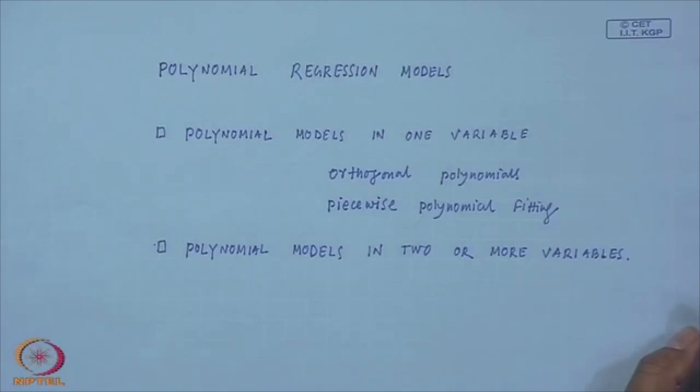Polynomial models are used in regression analysis when the response variable is nonlinear. That means, given a set of data x_i, y_i for i equal to 1 to n, first you prepare the scatter plot, and when the scatter plot indicates that the relationship between the response variable and the regressor variable is nonlinear, then we need to go for polynomial model.